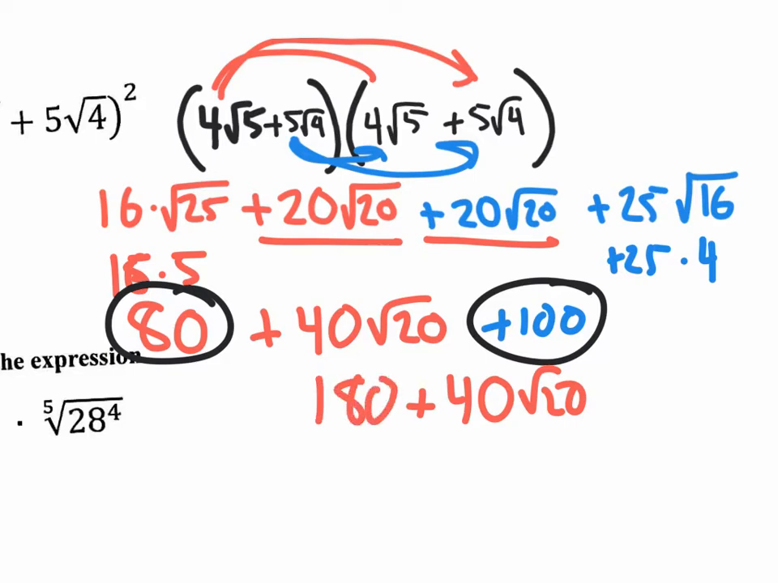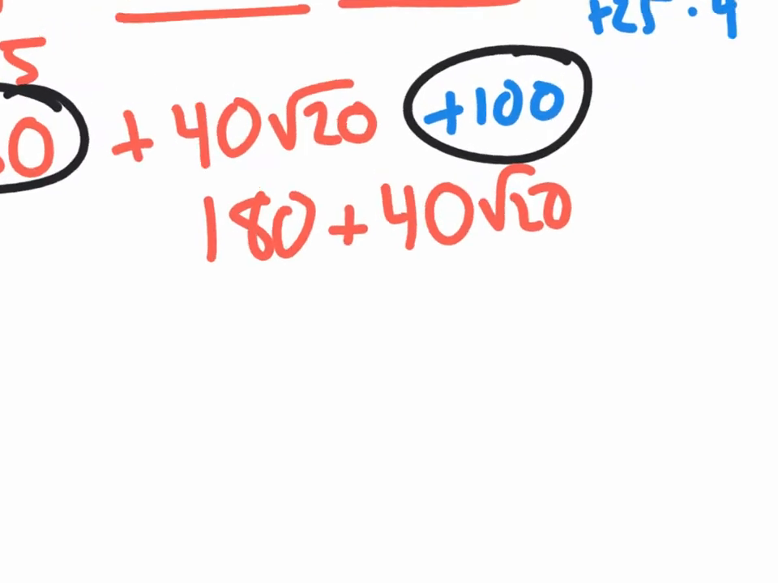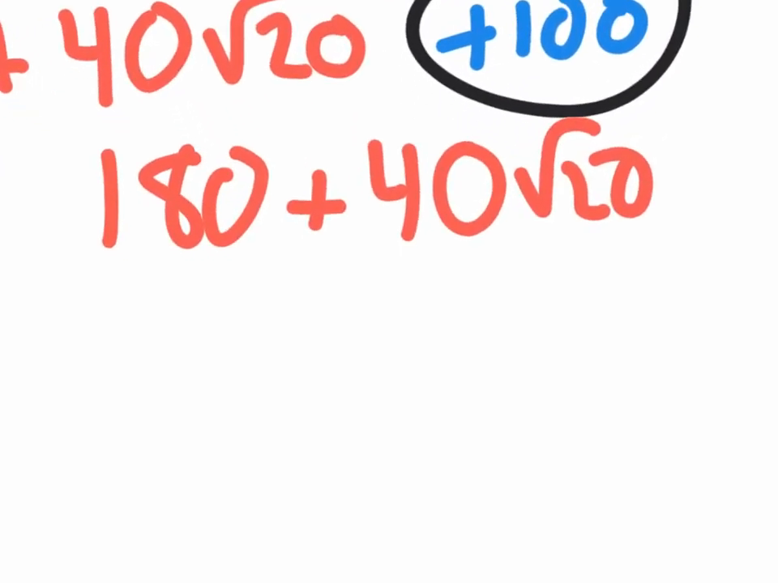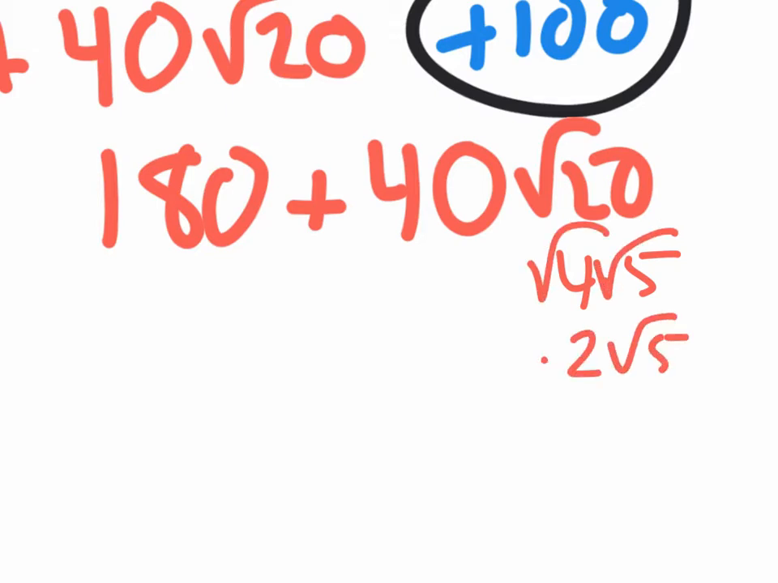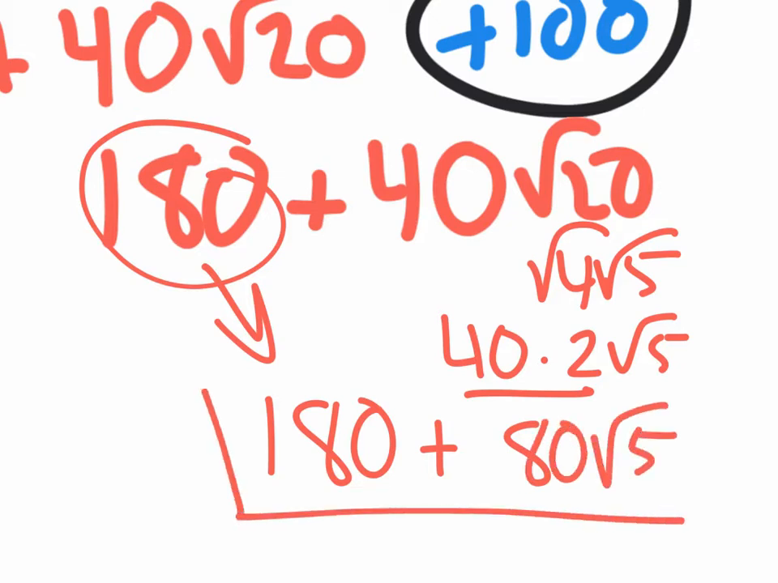Now some of us might think that we're done, but we're not, because we could continue simplifying the square root of 20. So let's zoom in on this. Now let's do the square root of 20. That becomes 4 times 5. When you split it, you'll get 2 square root of 5. And you bring down the multiplication of 40 right in front. So that's really going to be a final answer of 180, just bring that down, plus 40 times 2 is 80 with the square root of 5 right next to it. There's your final answer.